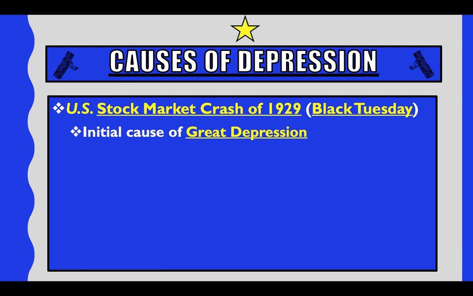At the time, people were doing something called buying on the margin, which essentially means they were purchasing stocks with money that they really didn't have. So they would be borrowing money, purchasing a stock, and then obviously as the market crashes, not only did they lose their money, but they also had to pay back the money that they had borrowed in the first place.